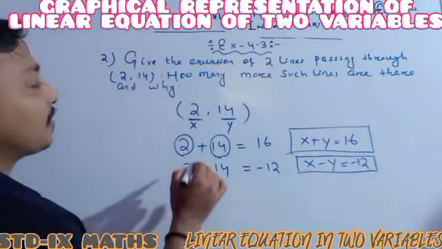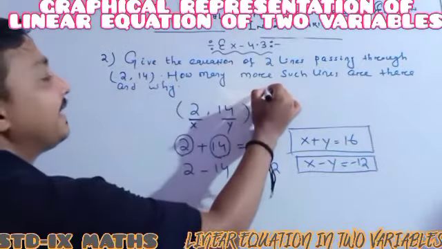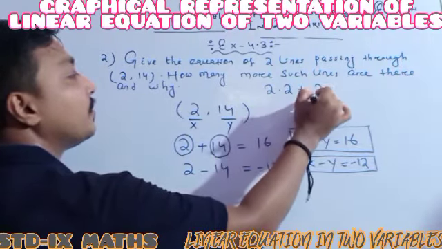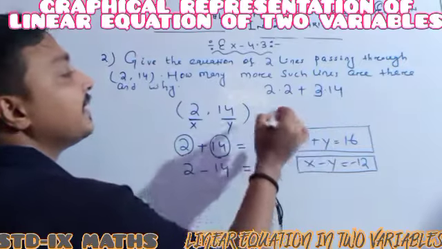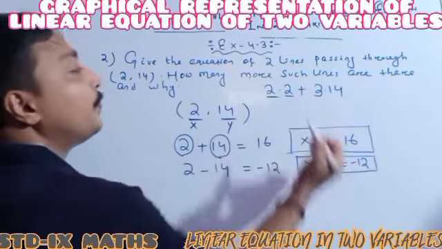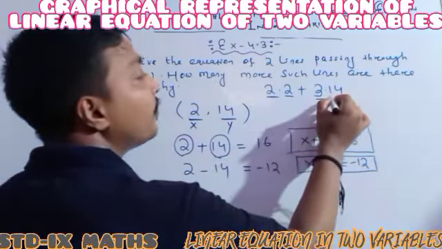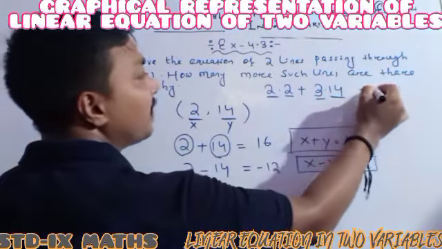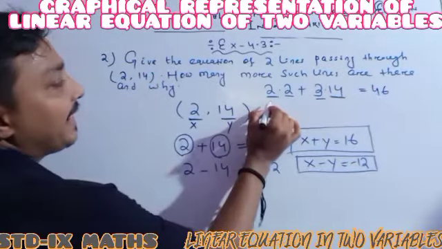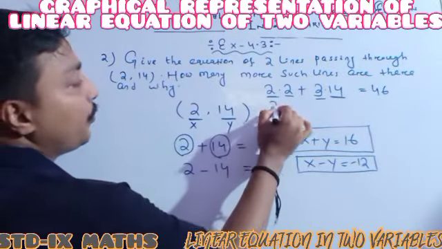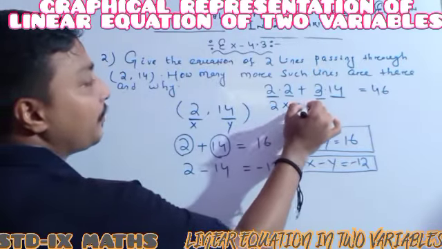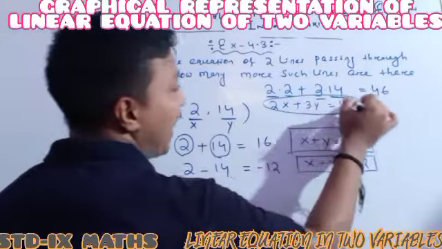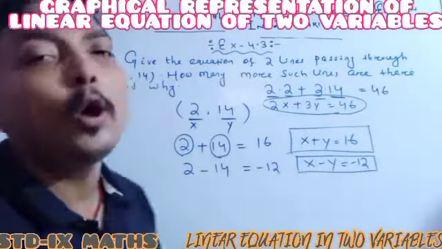Suppose one wants to form just like this. See, suppose I want to write 2 into 2 plus 3 into 14. It means 2 into 2 equal to 4. Here 3 into 14 equal to 42. 42 plus 4 is equal to 46. See how we can write the linear equation. See, 2 means x, so 2x plus 3y is equal to 46. So you can do the adjustment in your own way.